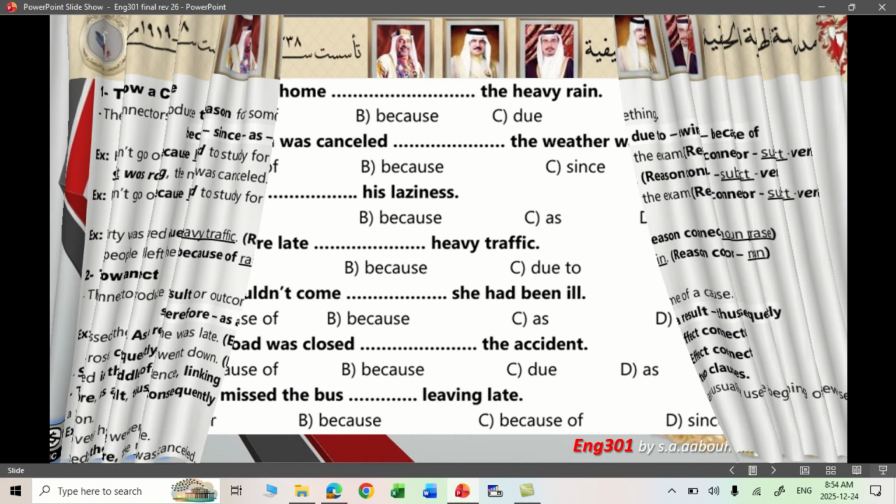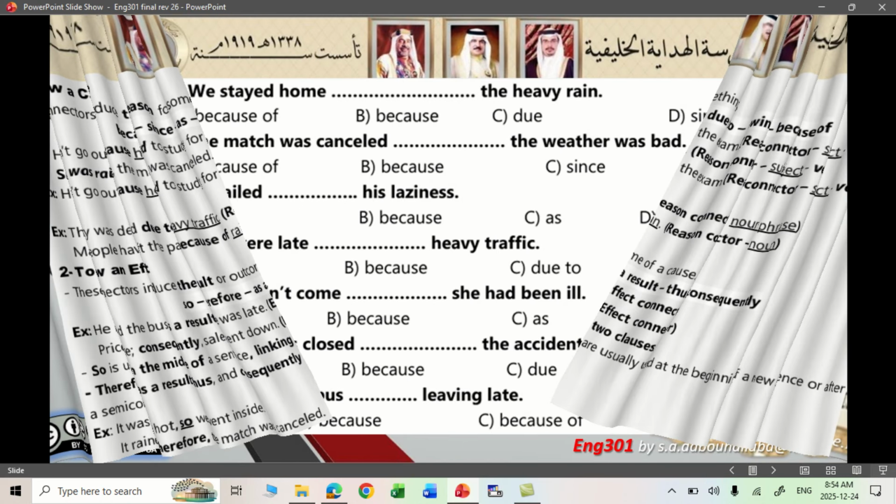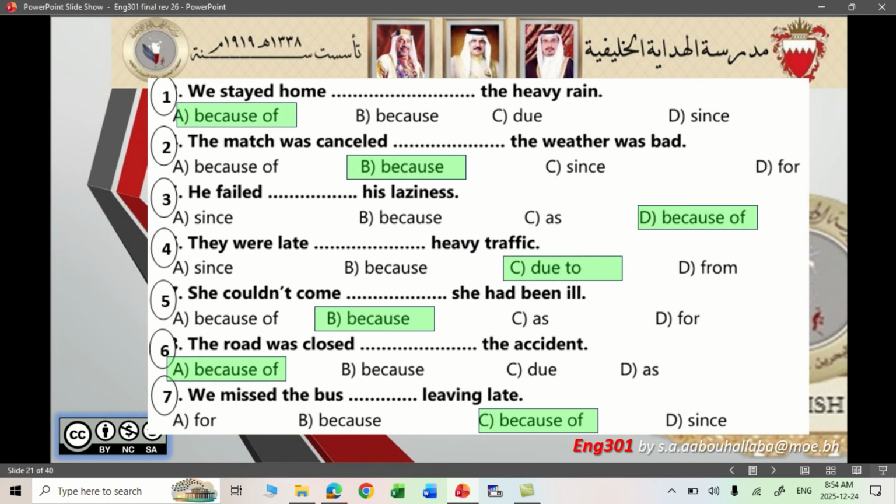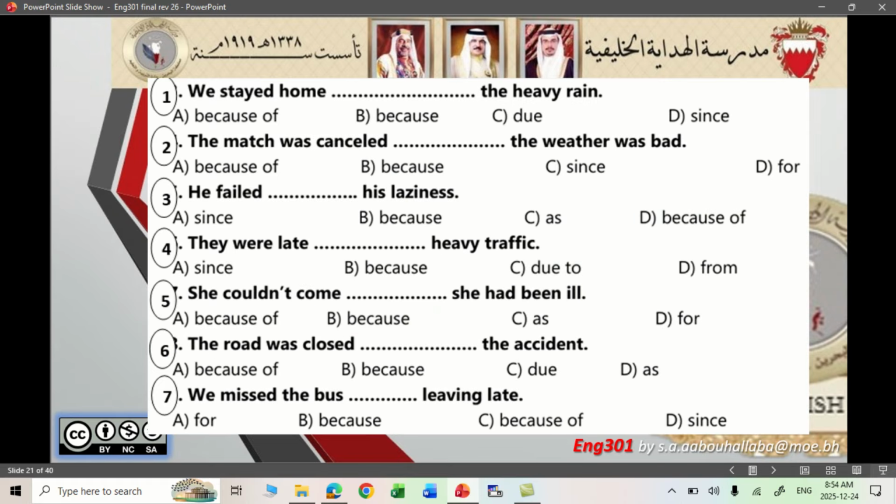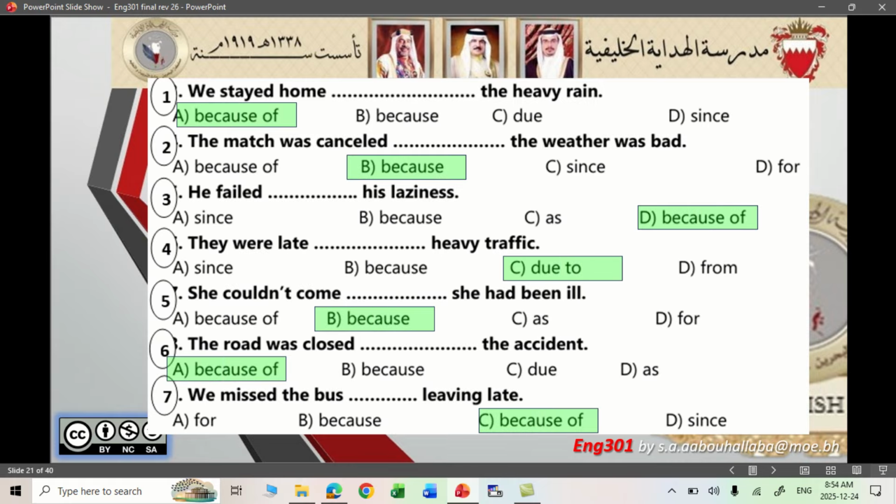And here we come to the exercises, and as usual, please pause, try to answer. After that, we will be showing you the right answers in the end. As you have done it already, please check your answers.